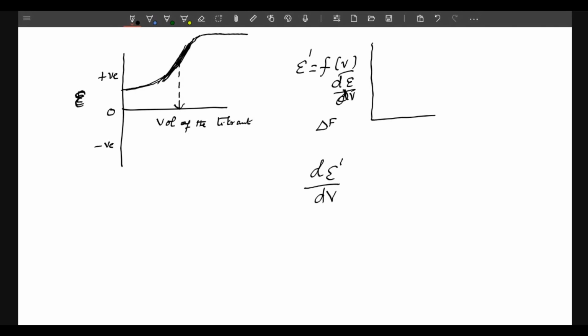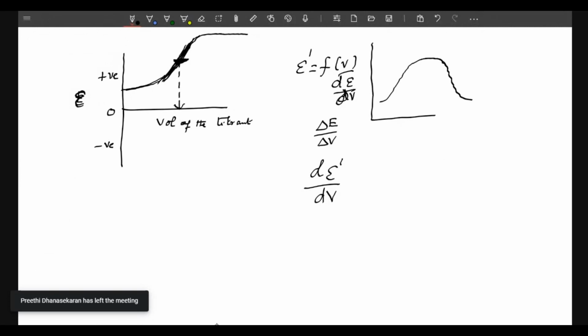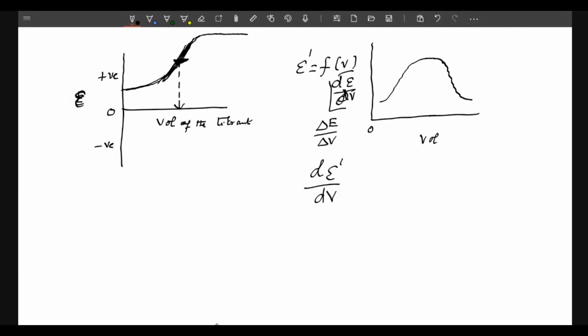And you plot dE by dV, or you might have come across delta E by delta V. That difference is called either delta or a differential. Under this condition, at this maximum, that is the actual position, it will be reaching the maximum. In quantum mechanics, you might have studied how to attain the maximum or minima using a function, for which you have to differentiate. If you differentiate, you will get a graph like this, where the measured quantity is dE by dV, against the volume of the titrant added.